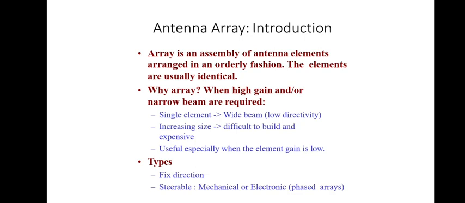So here, an array is an assembly of antenna elements arranged in an orderly fashion. The elements are usually identical. Generally, the n elements are placed along a particular axis with the same phase and the same amplitude, at some distance. There can be n elements, like 2 elements, 3 elements, 4 elements. According to the requirement of our application, we have to design an array. These arrays are used in different applications.